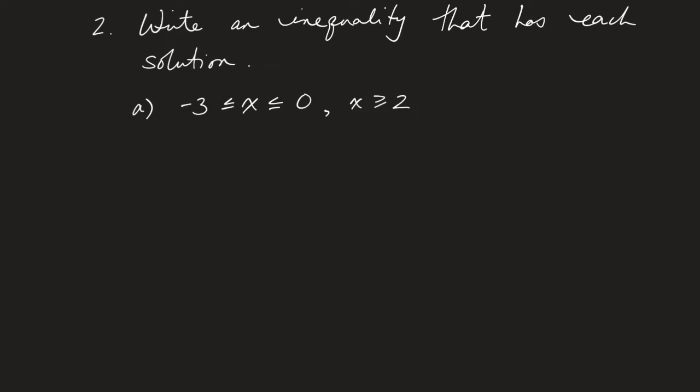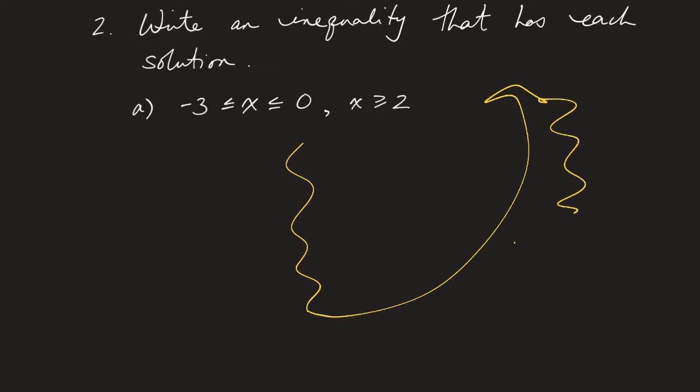Problem 2 asks you to write an inequality that has each solution. If you just look at problem A, we need to write an inequality that has the solution between -3 and 0, and then greater than 2. So I just want you to imagine that this would be an instance where you would go through a bunch of work, and at the end you would say between -3 and 0, greater than 2. That's really the context of the problem.